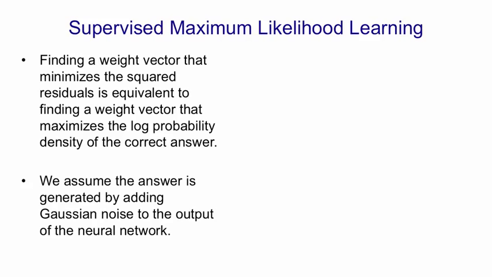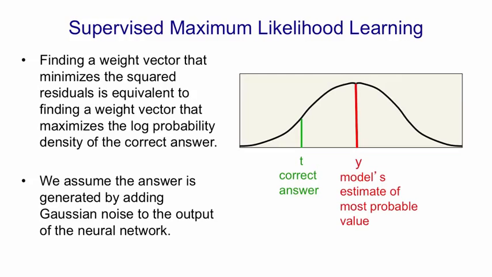So the idea is we make a prediction by first running the neural net on the input to get the output, and then adding some Gaussian noise, and then we ask, what's the probability that when we do that, we get the correct answer? So the model's output is the center of a Gaussian, and what we're interested in is having the target value have high probability under that Gaussian, because the probability of producing the value t, given that the network gives an output of y, is just the probability density of t under a Gaussian centered at y.